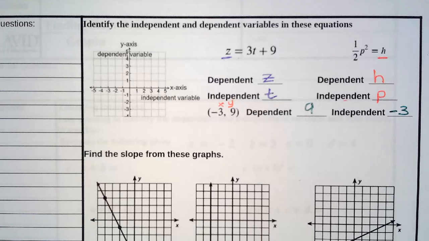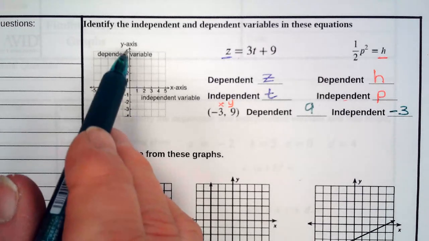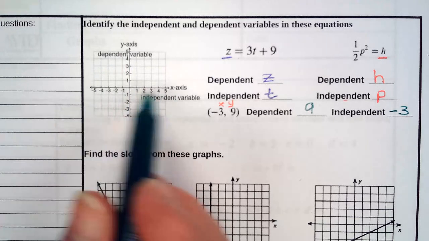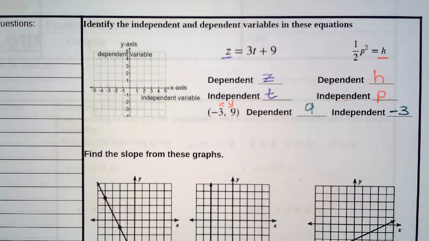And if you look on the Cartesian plane, when you're going up and down, that's your dependent variable. Right or left is your independent. Right or left is your x value. Up or down is your y value.